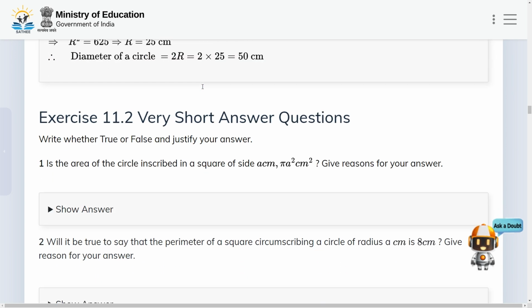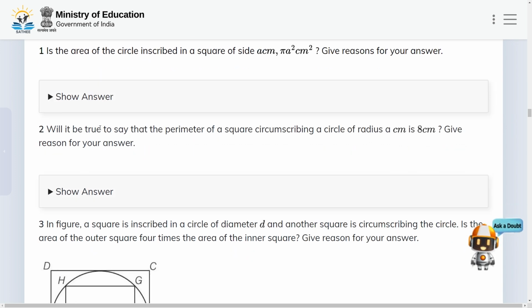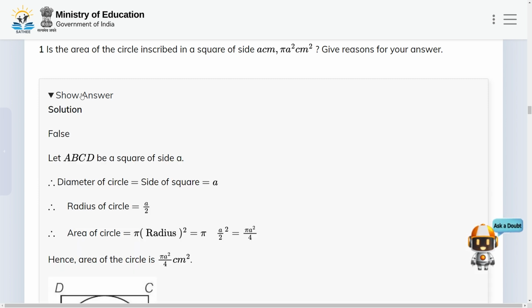And now let us move to next portion. So here we will discuss very short answer type questions. Okay, so here we have to write whether true or false and justify our answer. So in first question here we have, is the area of the circle inscribed in a square of side a centimeter pi a square centimeter square? Okay, so give reasons for your answer. So let us see.